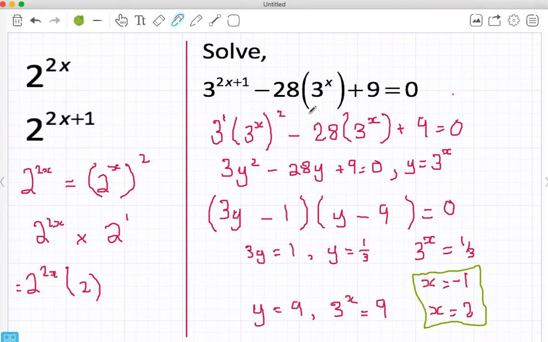And just to have a look again at what we've done, we've used the index laws to split it up, recognizing it's a disguised quadratic because of this. You can use a y substitution if you're not comfortable with factorizing straight away, and you get these two answers, minus 1 and 2.